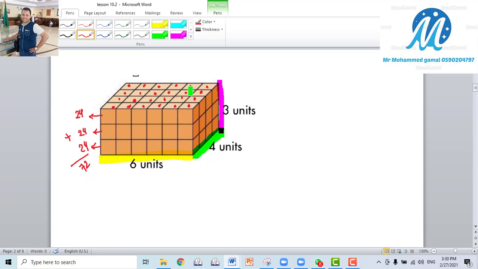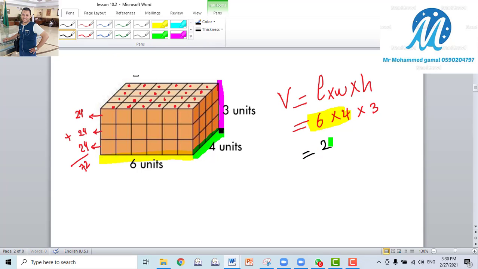Instead of this counting, mathematicians decided on a better way: just multiply the length by the width by the height, which is length 6 by 4 by the height, which is 3. If you multiply 6 by 4, it gives you the 24 which you counted on the top. And here we multiply by 3, because you have how many layers? 1, 2, 3 layers. When you multiply 24 by 3, it gives you the same answer, 72 cubic units.